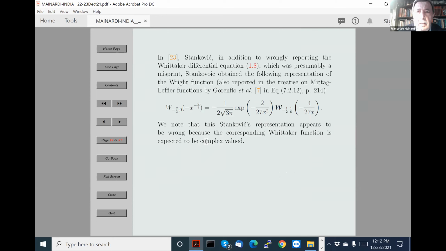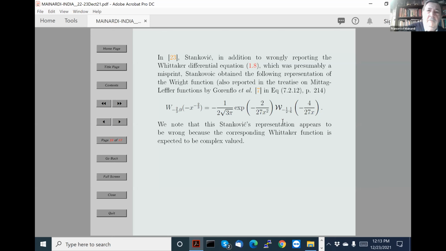Then, what do we see in the literature? In the literature, I saw a nice paper by Stankovic, whom I met in 94. In 1970 he produced a nice paper on the Wright function, which I now call of the second kind, but with the first parameter negative. He gave this formula, which, you see, relates the Wright function with the Whittaker function. But what happens? In this representation, now we have seen that x is negative.